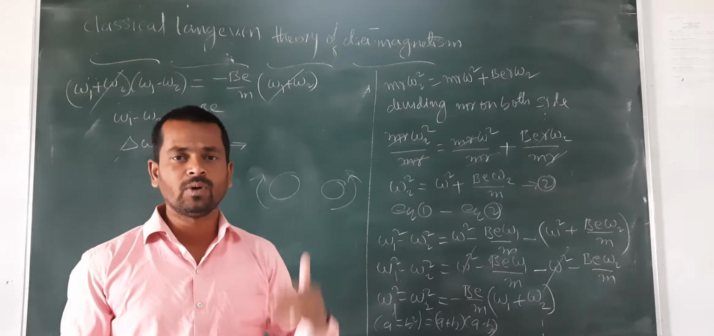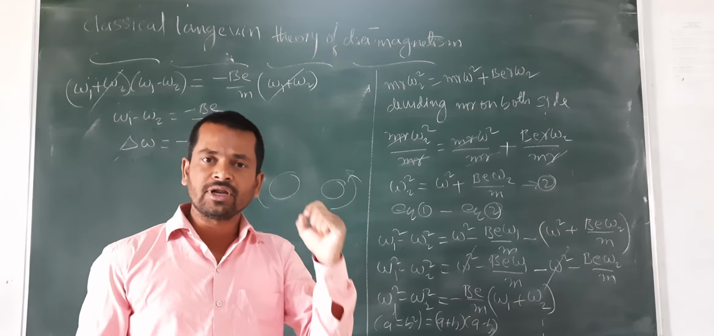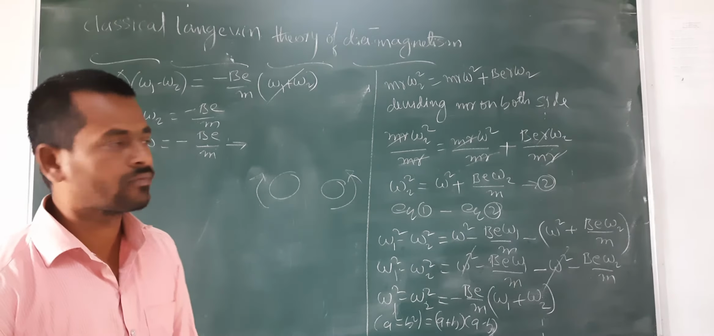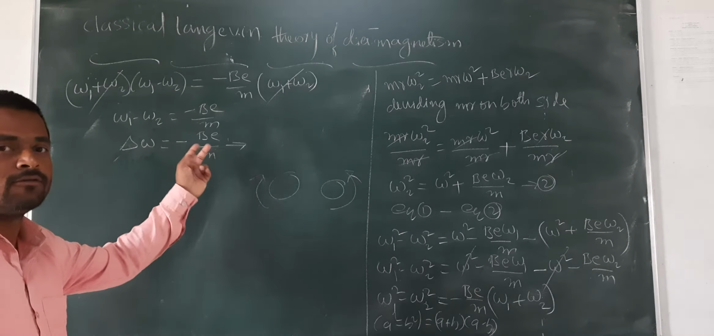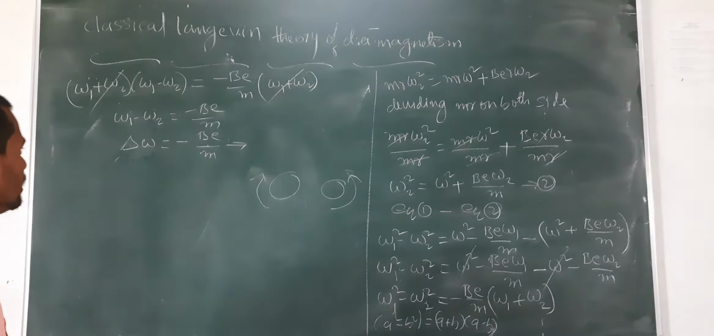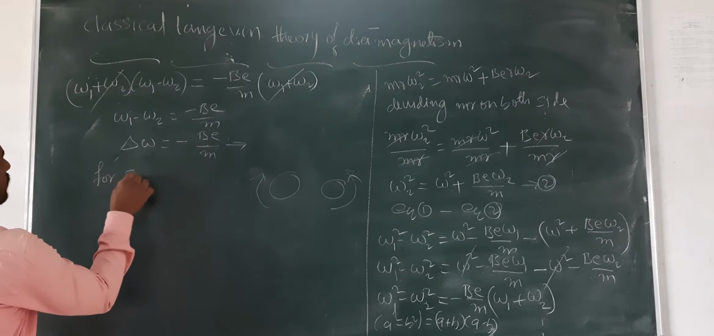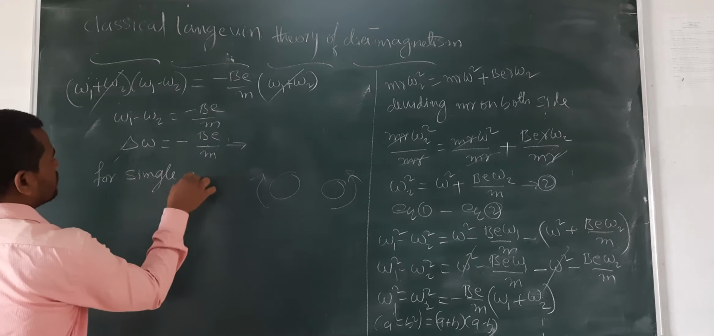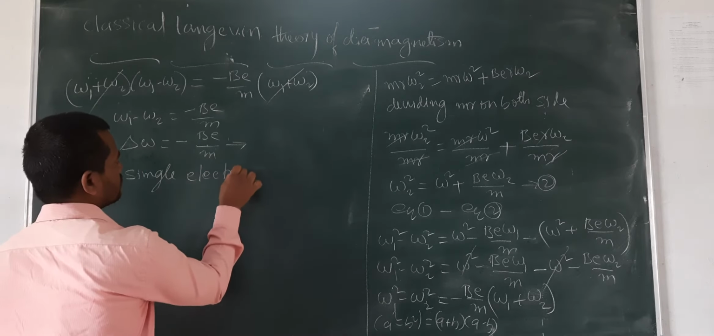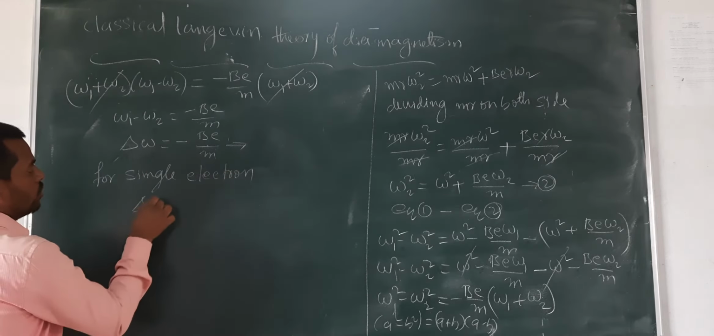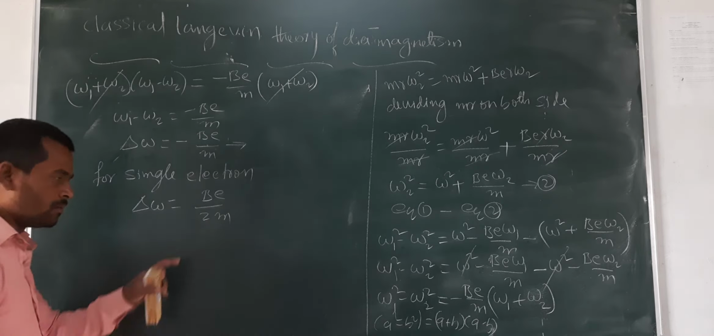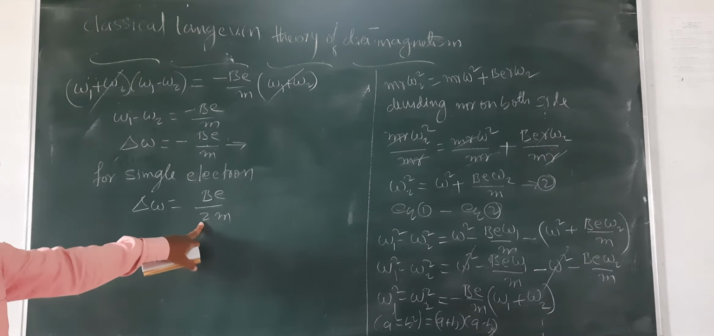What I want is the difference in omega for 1 electron. How much is it? This is for 2 electrons, right? For 1 electron, simply divide by 2, and it becomes for a single electron. So d omega is equal to dE by 2m, since it is divided by 2.